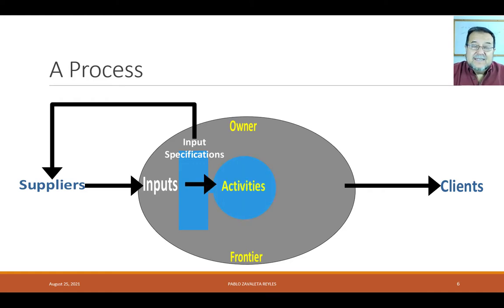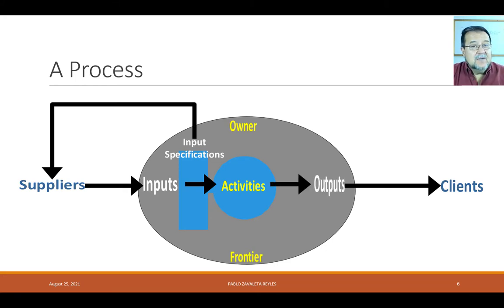Then we have all the activities inside our process. And a process is delimited by a frontier and always has an owner. If a process doesn't have an owner, we're talking about the same as a stray dog who doesn't have an owner. It doesn't bode well for the dog or for the process. A process that doesn't have an owner will never get a champion to check that it's working properly or that it is receiving all the attention and resources that it needs. That is a recipe for disaster.